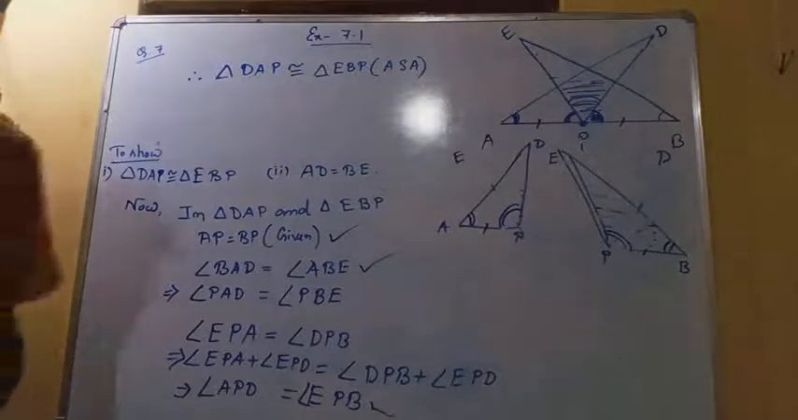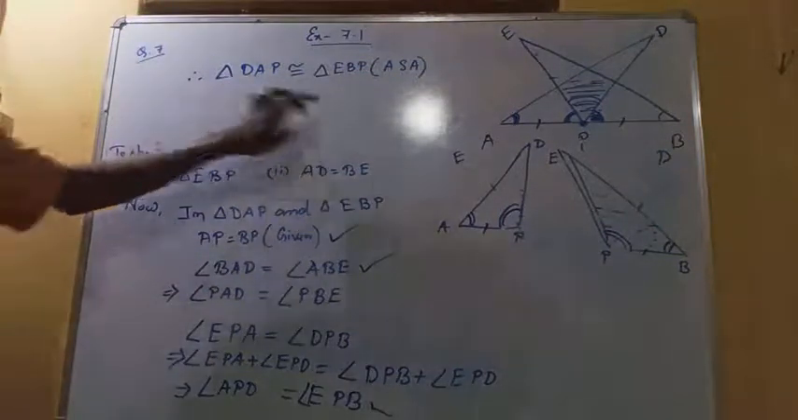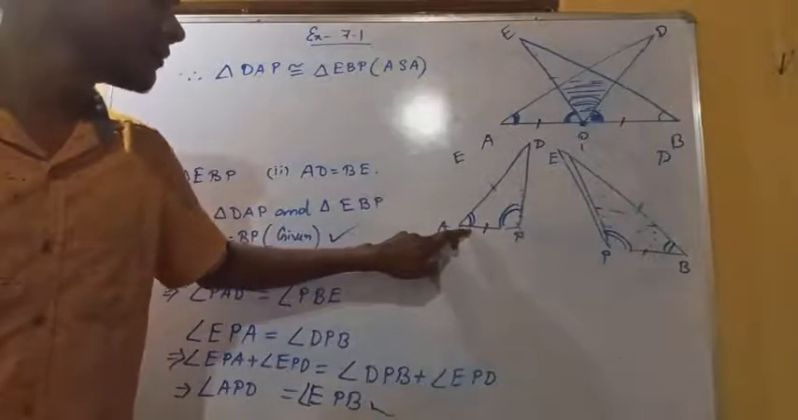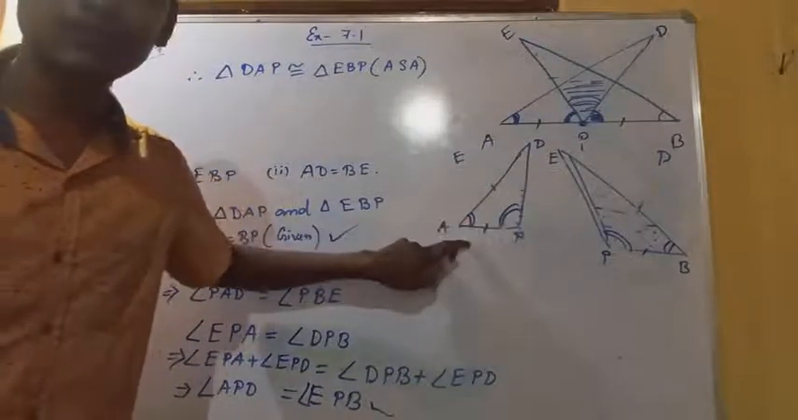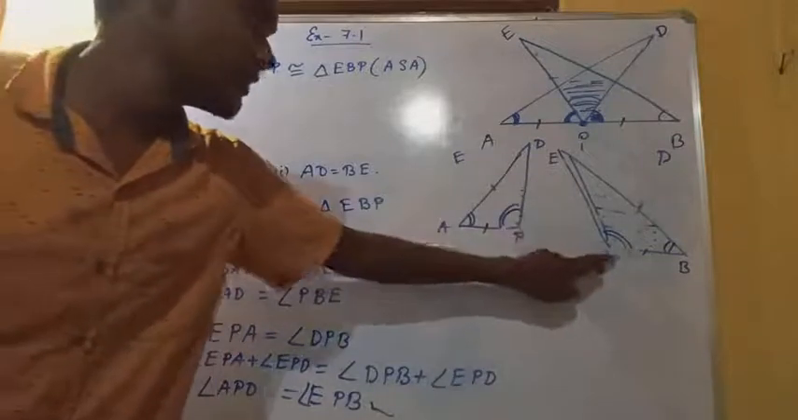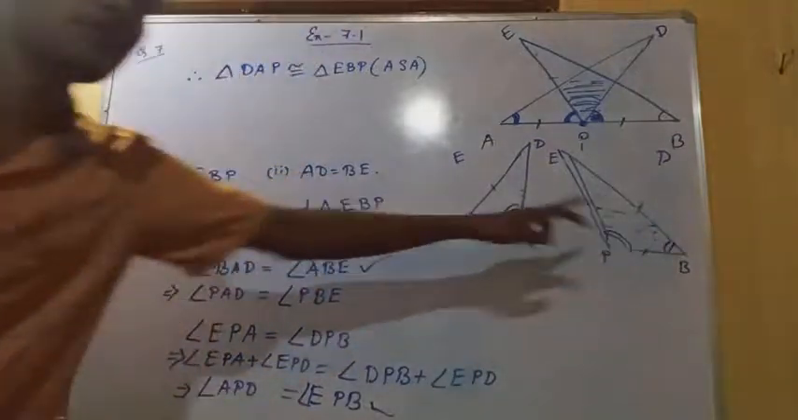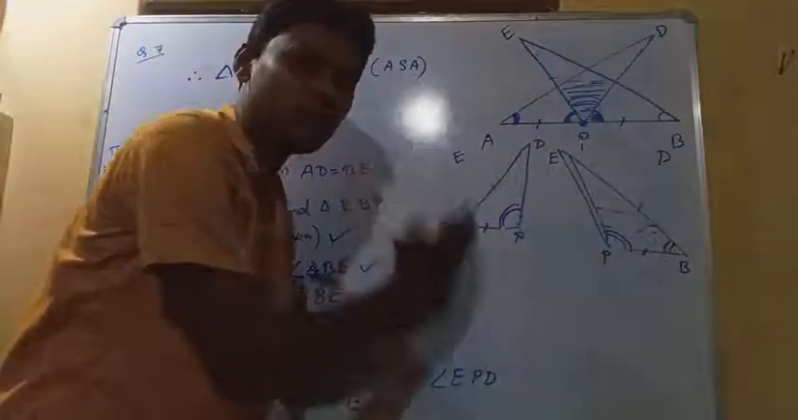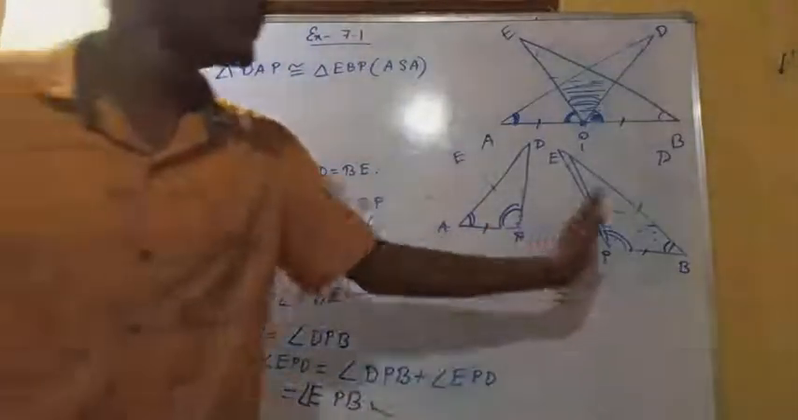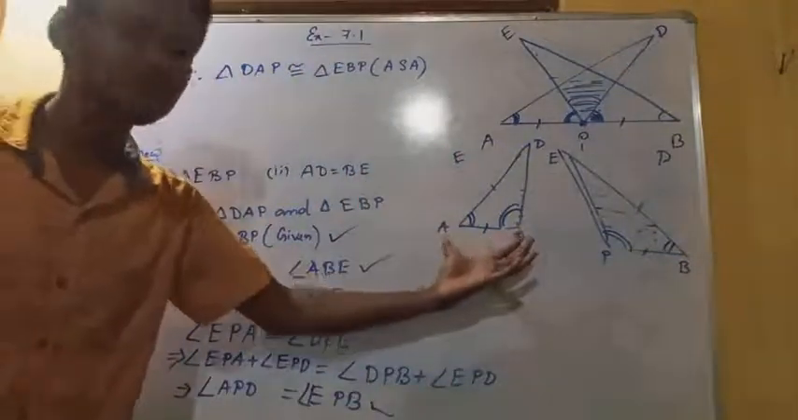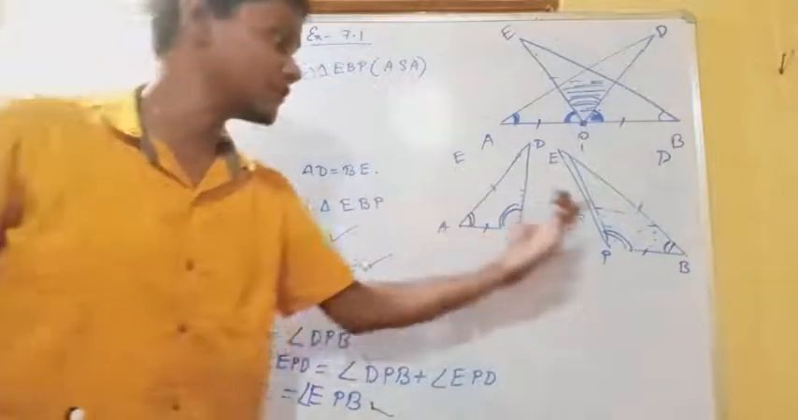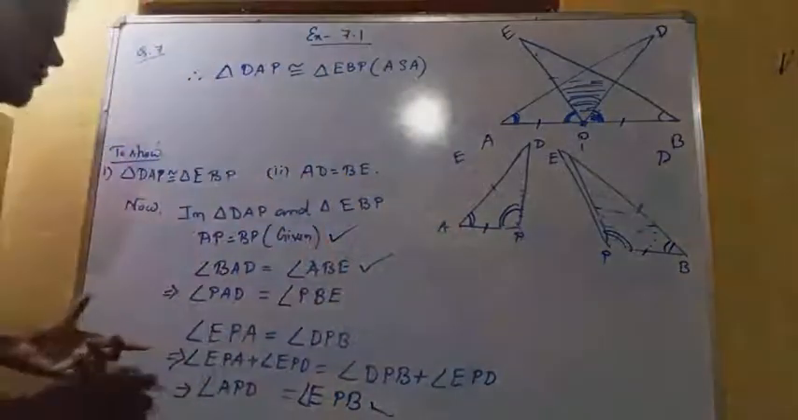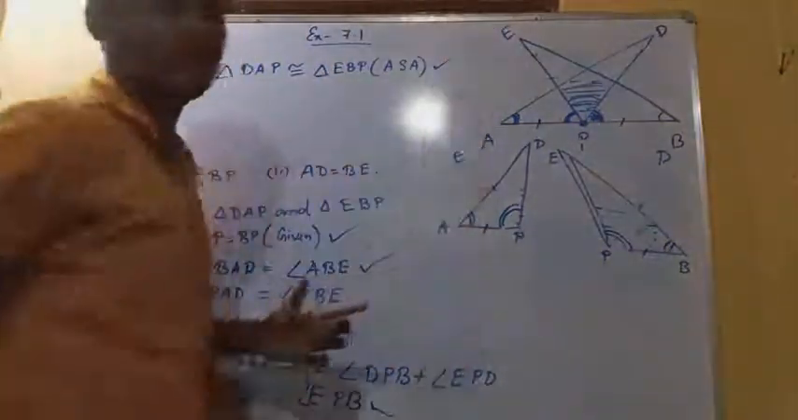Once again, just see DAP. This is the angle, then the side is included in between the two angles, and here also the side is included in between the two angles. That's why the rule I have used is angle side angle, where two angles of one triangle are equal to two angles of the other triangle, and the side included between the two angles is equal to the side included between the two angles of the other triangle. So that is how I have shown that these two triangles are congruent.